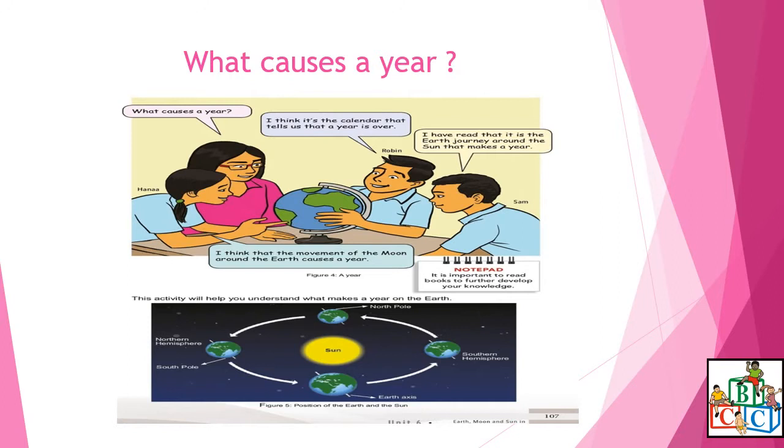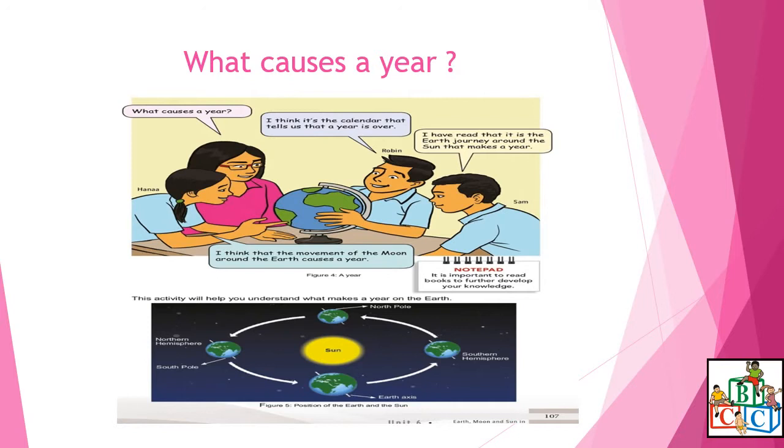The girl is going to answer, "I think that the movement of the moon around the earth causes a year." Robin answers, "I think it's the calendar that tells us that a year is over." And Sam says, "I have read that it is the Earth's journey around the sun that makes a year."